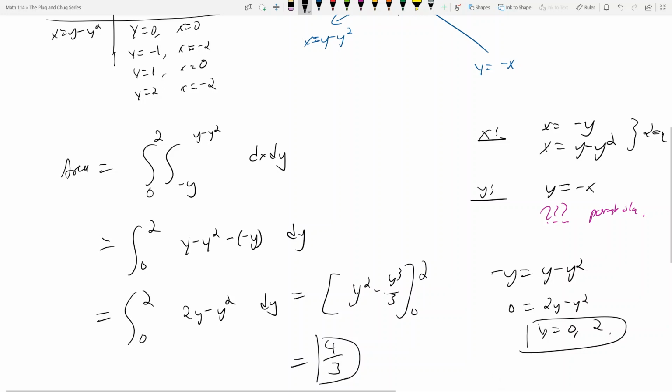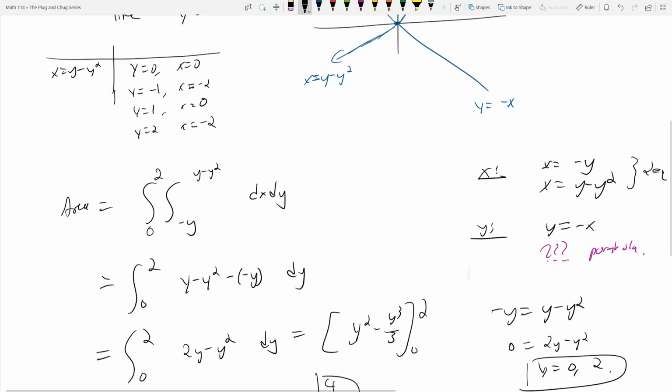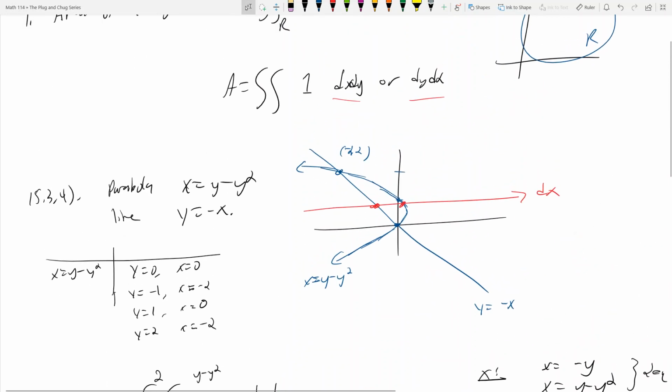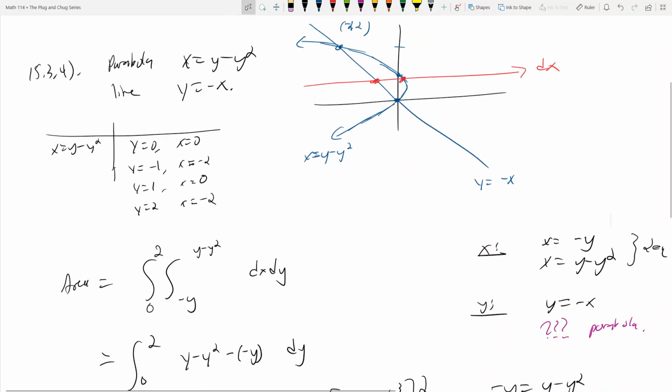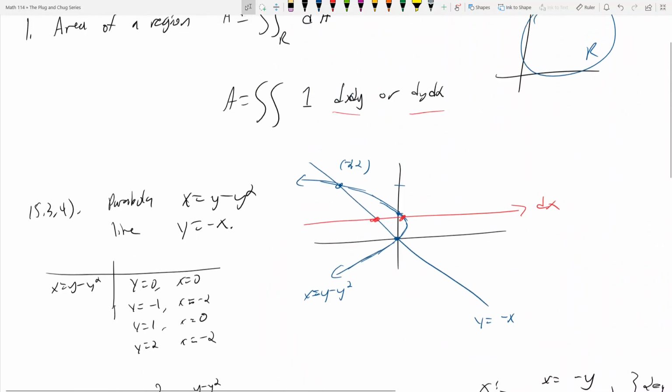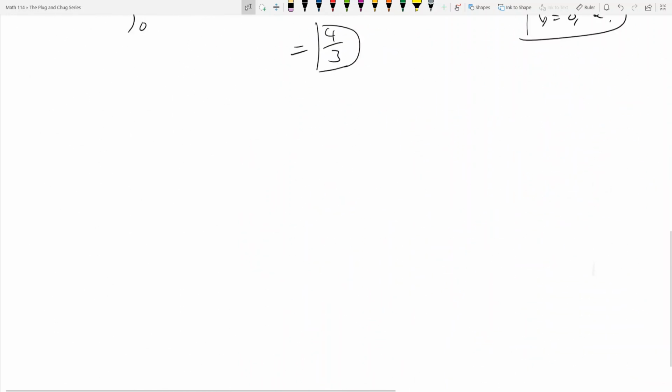Cool. So that's how you do the area, right? That's how you set up an integral for the area, which I already emphasized a lot in 15.2. But here's another example where you actually do the integral out. So another good example using that formula.